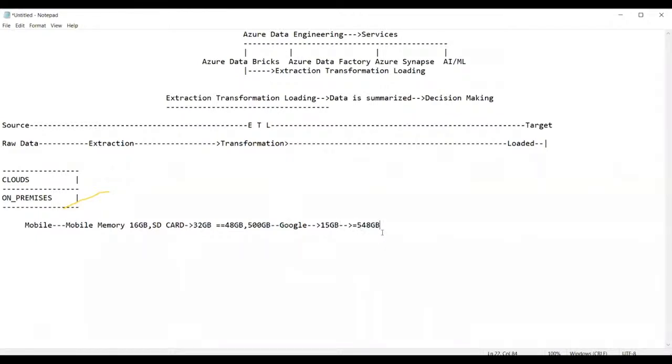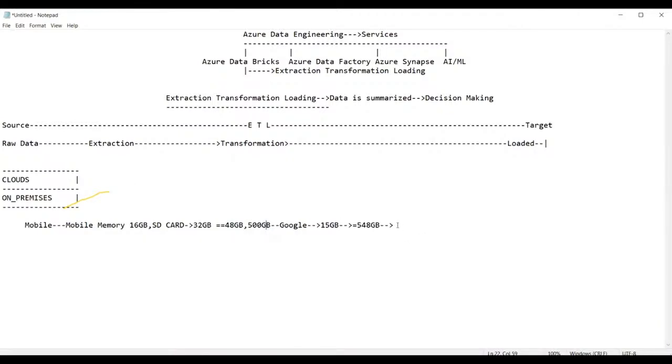Now, one fine day, I lost my mobile phone, guys. That is my query. When I lose my mobile phone, I am not able to trace it. So I have to buy a new mobile phone. Hence, I bought the new mobile phone. Now, once you bought a new mobile phone, guys, please tell me, can you recollect this 48 GB? Can you recollect this 500 GB memory or not? 500 GB is possible, 48 GB is not possible.